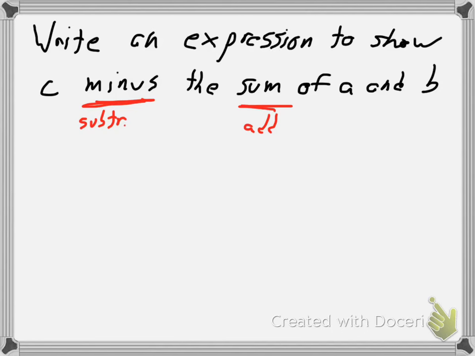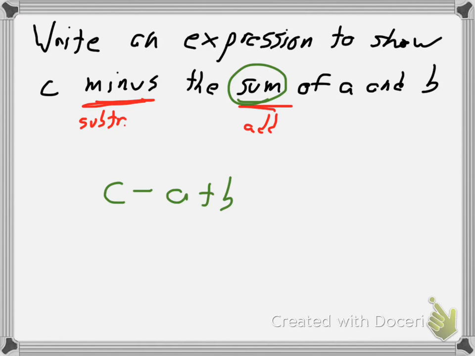If I just start writing that out as my expression, c minus the sum of a and b. So the sum of a and b, a plus b, c minus that. Now, here's where we have to be paying attention, and this just involves careful reading. That word sum is really telling us it's the answer to an addition problem. So if I need to take c minus the sum, or c minus the answer to an addition problem, I need to do that addition problem first.